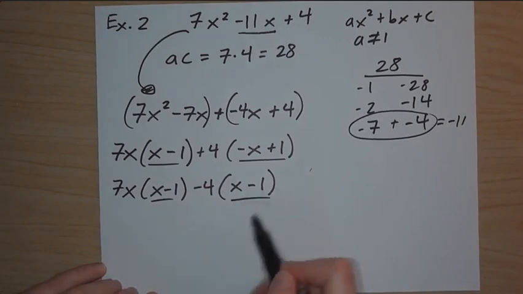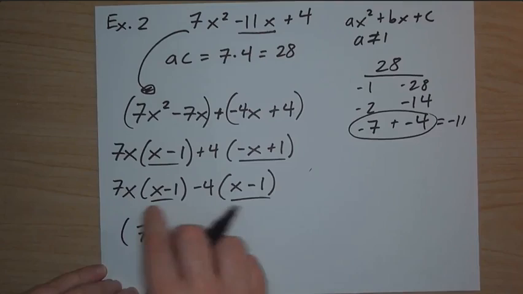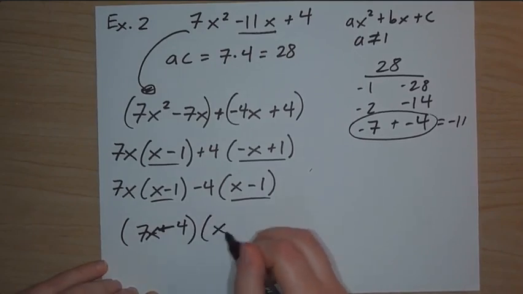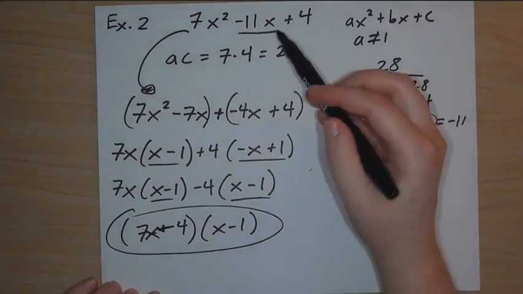And now that they are the same, we have x minus 1 and x minus 1, we can rewrite this as 7x minus 4 times x minus 1. And so we factored our trinomial.